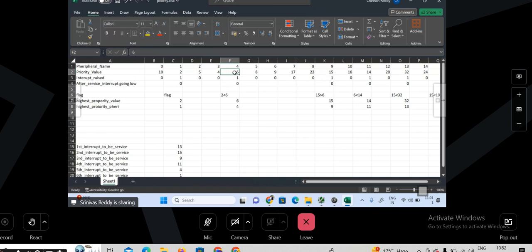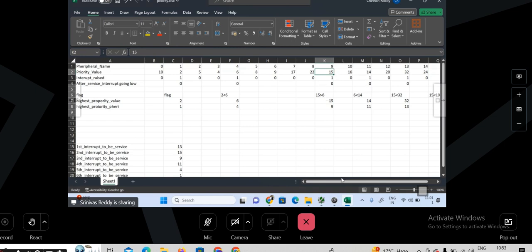Making the interrupt valid equal to 1, giving the highest priority to the peripheral to the process. Can you write the logic to this? Using a for loop, correct? I can write: for I is equal to 0, I is less than depth, I is equal to I plus 1, begin and end.